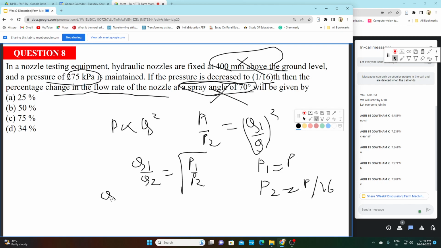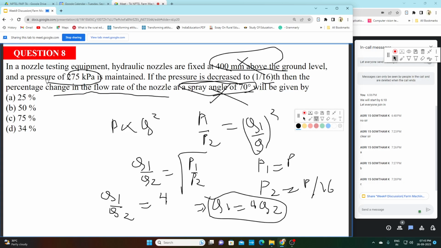So Q1 by Q2 we can find out. Q1 by Q2 will be equal to root over P divided by P by 16. P will cancel out, and 16 will be at the top. Root over 16 is 4. So Q1 will be equal to 4 of Q2.